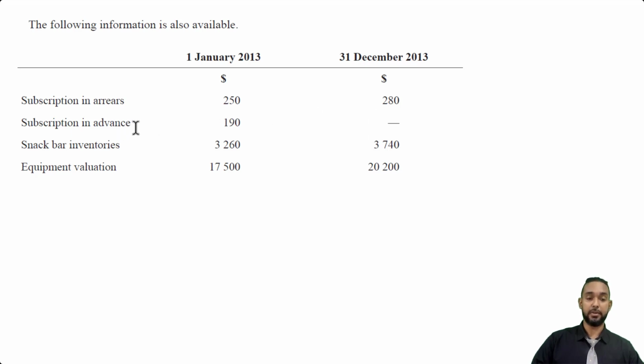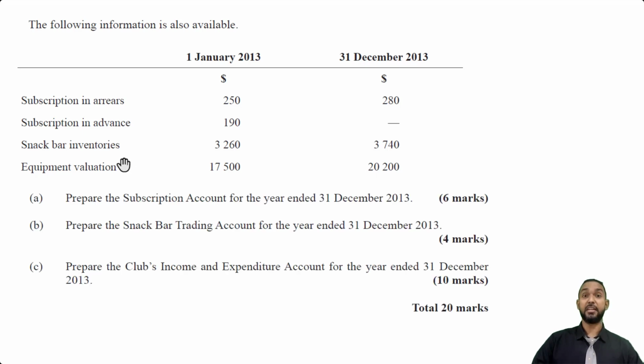Subscriptions in advance. Okay, so subscriptions, yes, is a revenue. In advance means members have paid in advance or prepaid revenue. That's a liability. Now there's only an opening balance and no closing balance. Snack bar inventory. So we have an opening balance of 3260 and a closing balance of 3740. And equipment valuation. Be careful with that word, 17.5 and 20,002. And if I remember correctly, a bit earlier we saw where there was a purchase of equipment. So that's probably going to factor into a depreciation calculation. We'll see.